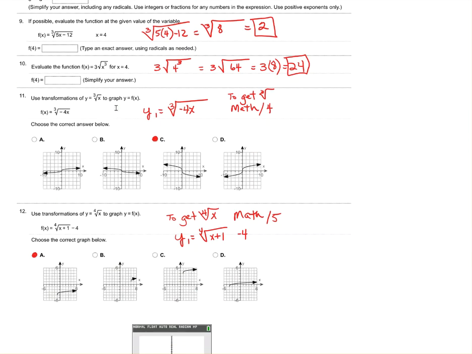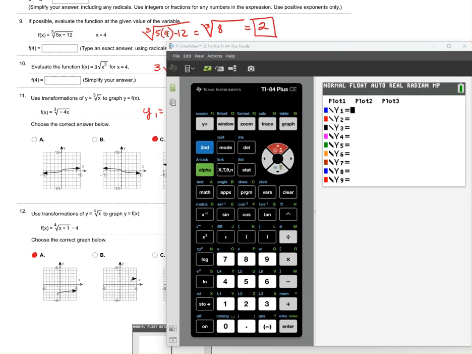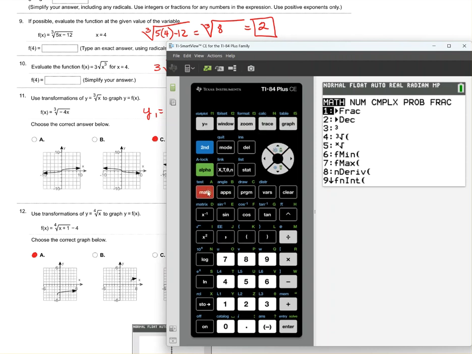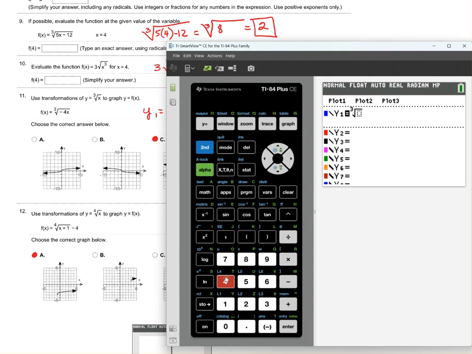Now, transformations of y equals the cube root of x to graph this one. y1, you can put it in. Let's go do it in the calculator. Okay, so we're in y equals, and we're going to put the cube root. To get the cube root symbol, we go to math and choose number 4. That's cube root. If it's any other root, you can use 5, but we just need cube root, so we'll put that there.